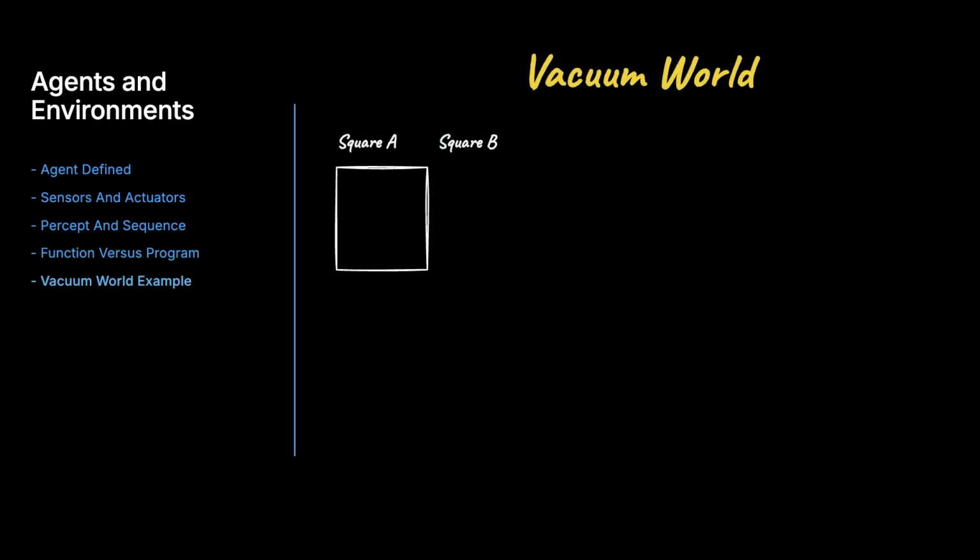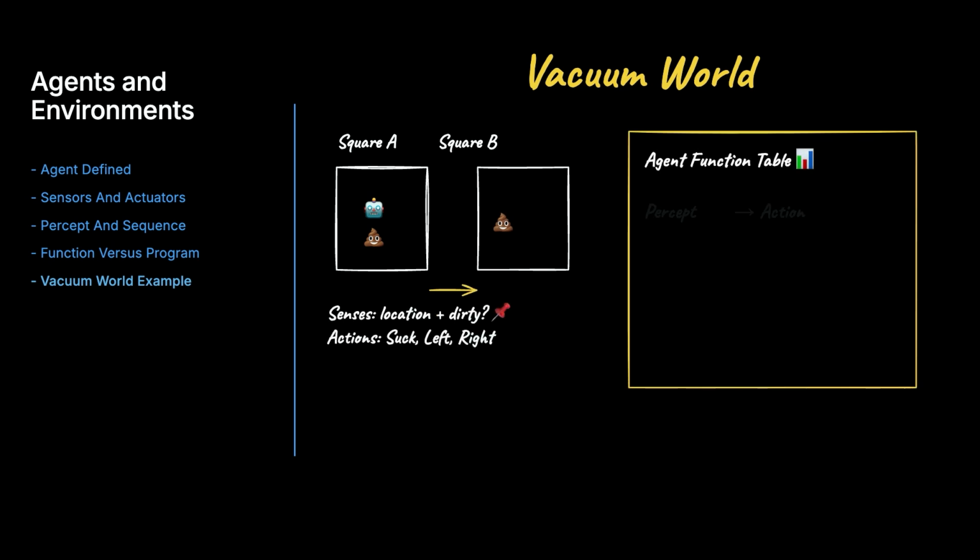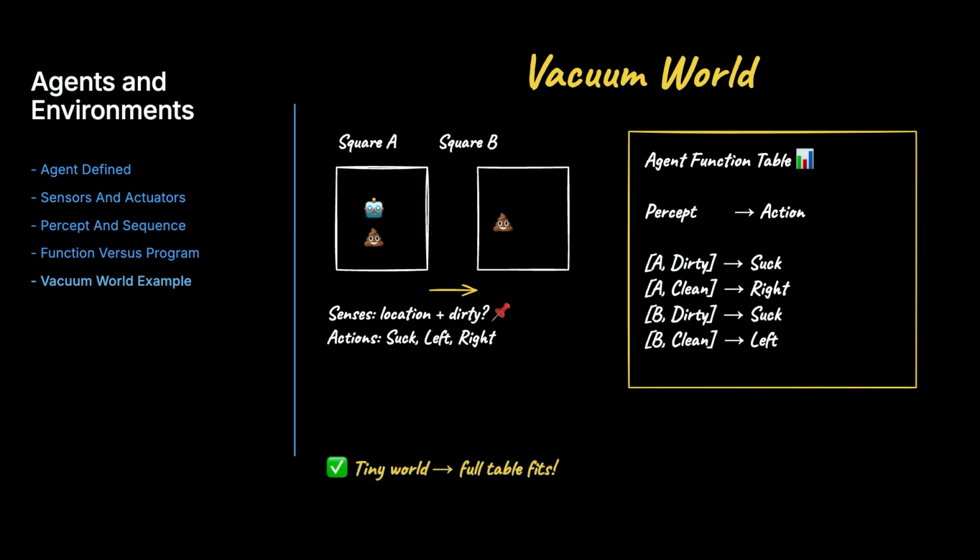Consider the famous vacuum cleaner world. Picture two squares, A and B, each clean or dirty with the agent in one. It senses its square and whether that square is dirty. Its actions are suck, move left, and move right. Because this world is tiny, we can write its full agent function as a table.